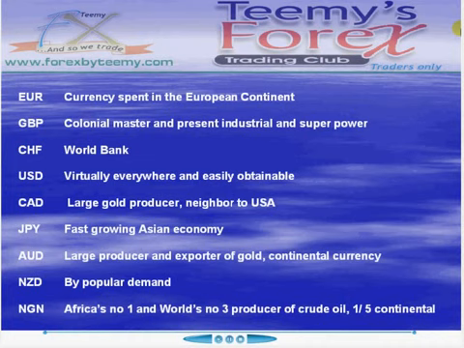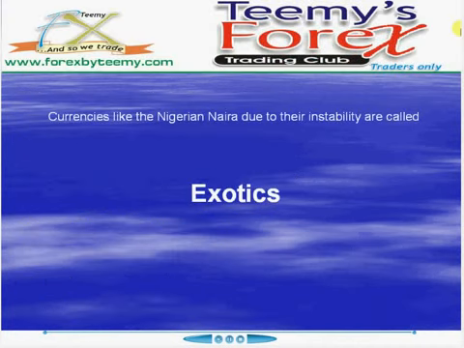And the Nigerian naira. Okay, Nigeria happens to be Africa's number 1 and the world's third greatest producer of crude oil, and the naira is also spent by 1/5 of the population of the African continent. So let's move on. But actually, currencies like the Nigerian naira, due to their instability, are called exotics.